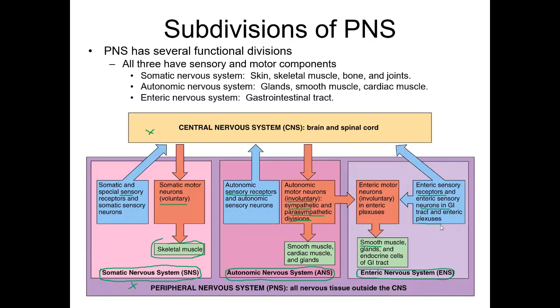So to recap, there are 3 subdivisions in the peripheral nervous system. The somatic nervous system, which deals with the sensory receptors and the motor neurons located in the voluntary parts of the body. The autonomic nervous system, which deals with the sensory receptors and the motor neurons in the involuntary parts of the body. And then you have the enteric nervous system, which specifically deals with receptors and motor neurons in the gastrointestinal tract.